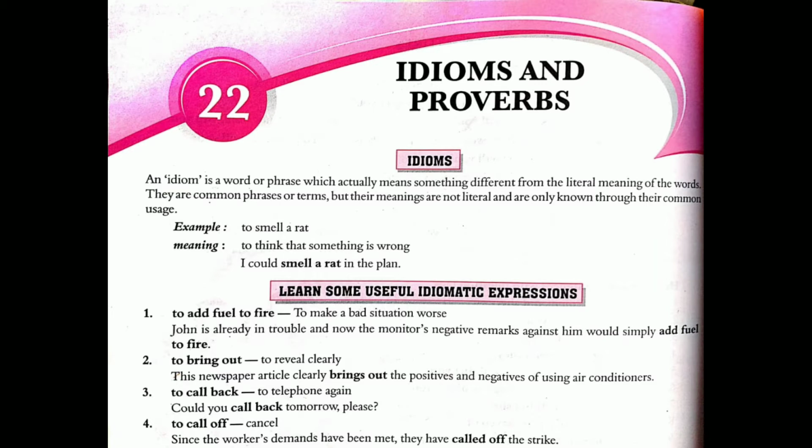For example, you can see the example given: to smell a rat. What do we mean here, the smell of a rat? No, in English we use it in a different meaning: to think that something is wrong. So, I could smell a rat in the plan, that means something is wrong. Here the rat has nothing to do with it, but we come to know that something is wrong, so we have used it in a different way.